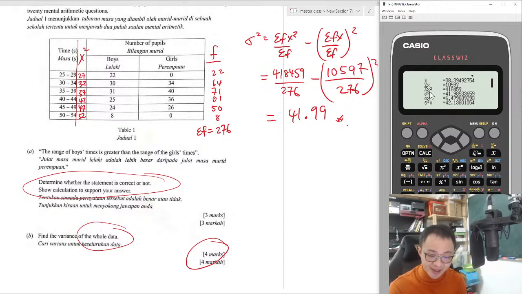So you can see sum of square x, right? Yeah, this is 41.99, which is exactly the same answer. But the good thing is you still can find the sum of x squared. Do you see the sum of x squared is 418459? So you can double check your sum of x squared value, and you can double check your sum of x value also, which is 10597. Yeah, so I think it's quite good for a student, and then you have the mean and all this.